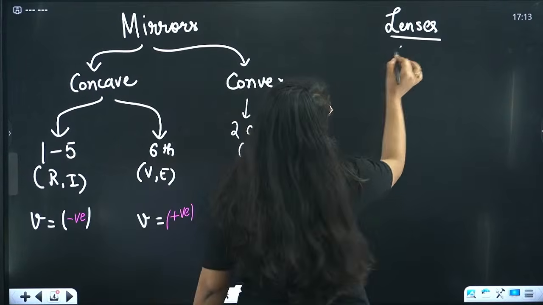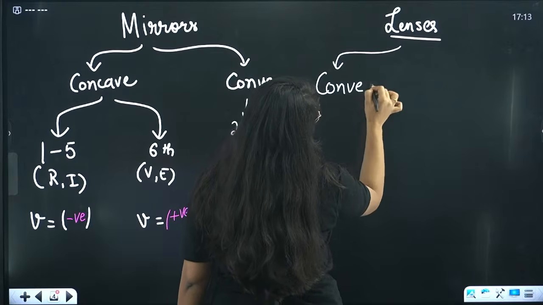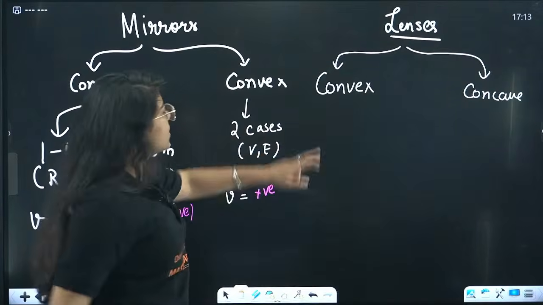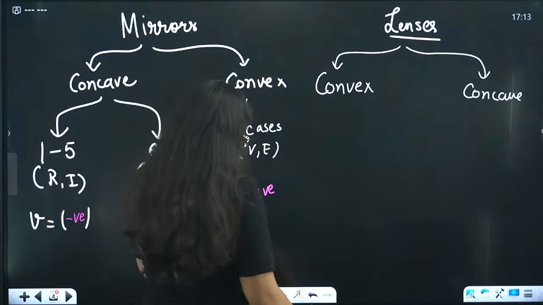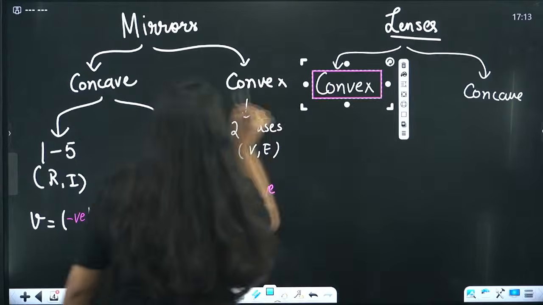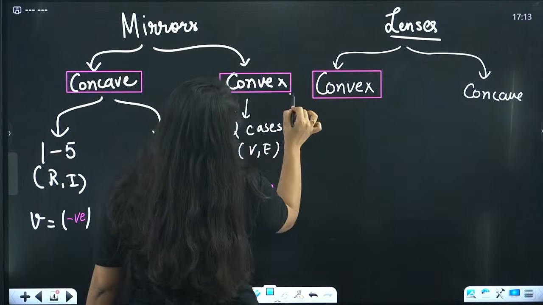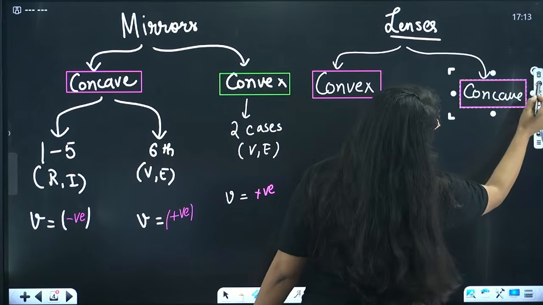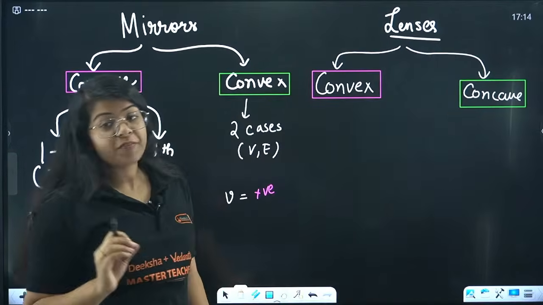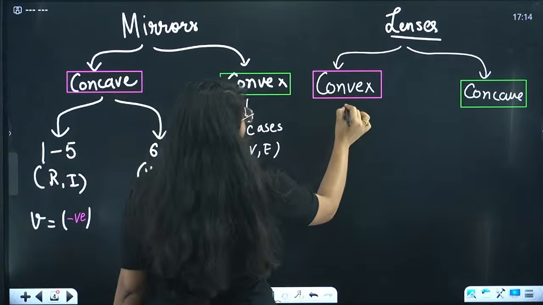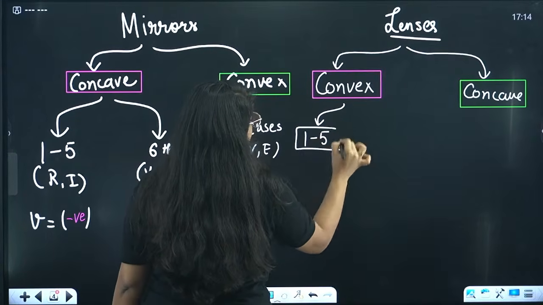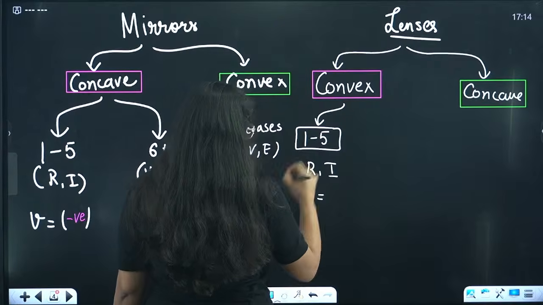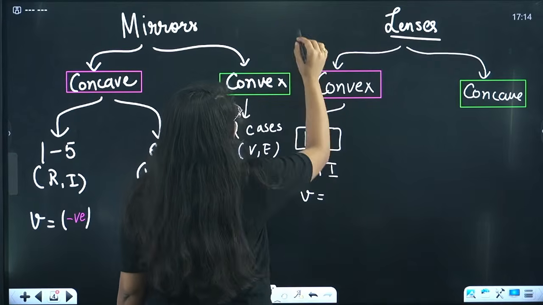Okay, let's talk about lenses. We have again convex lens and concave lens. Now, no doubt this convex lens is similar to concave mirror. These two are similar, and convex mirror and concave lens are similar. But the sign of image distance is different. Now again we have 1 to 5 cases, and in those we have real and inverted images. Now in those cases, what is the sign of the image distance?